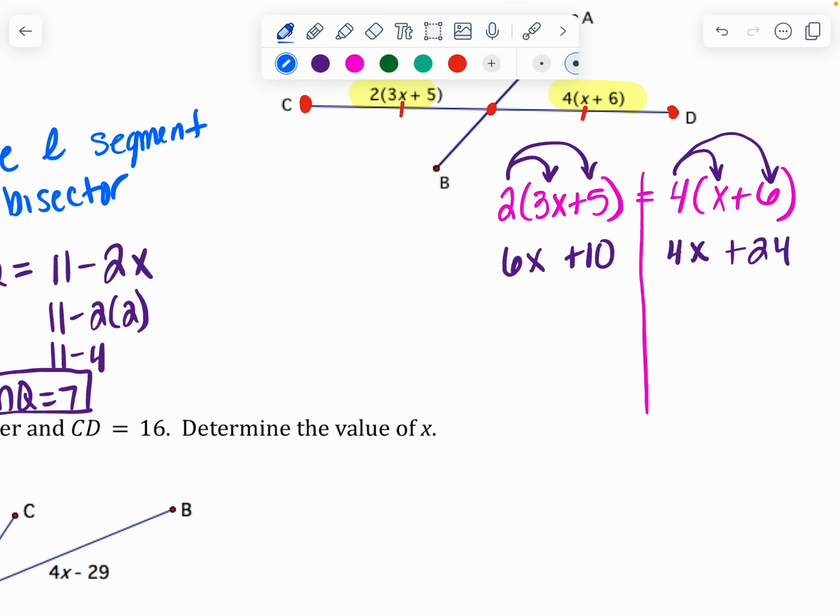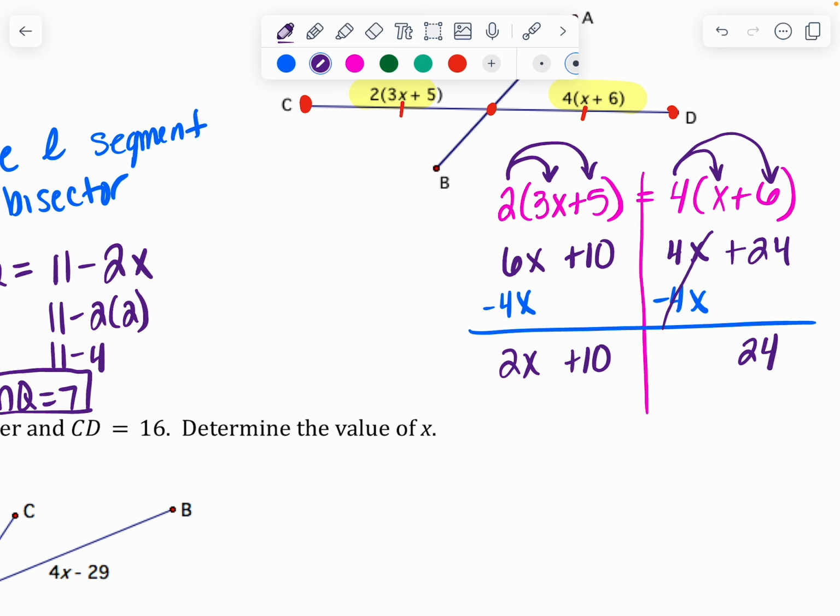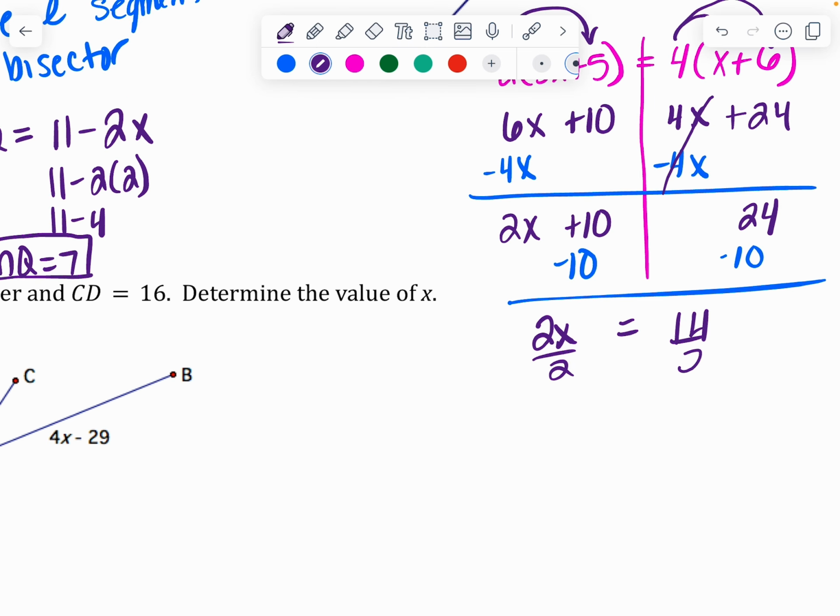Now isolate your x's, so move all your x's to one side. I'm going to move them to the left because there's more. Positive 4x, so minus 4x. Line up the like terms. And then over here we have 24 left, then minus 10 on both sides. And we get 2x equals 14. Divide by 2, and we get x equals 7.